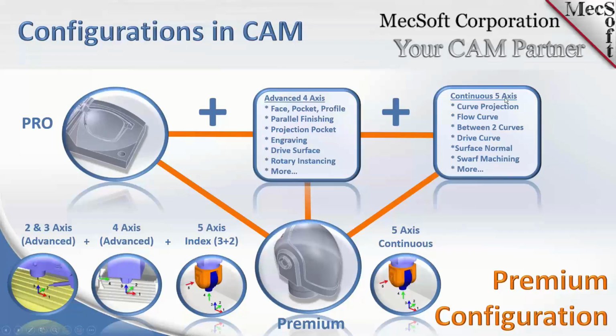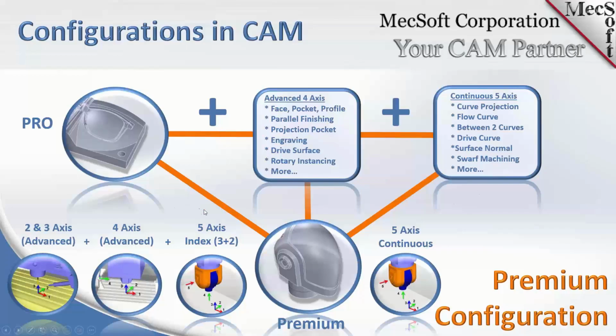So you get continuous 5-axis methods, okay? All of the advanced 5-axis methods that you need for 5-axis machining, curve projection machining. These are all continuous methods. Flow curve machining, between two curves machining, drive curve machining, surface normal, where you want the tool to stay normal or at 90 degrees to any point on the surface. So that's surface normal machining. And probably one of the most popular is swarf machining, and we'll show you that. And obviously a lot more.